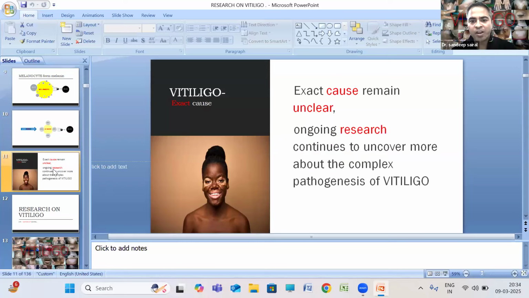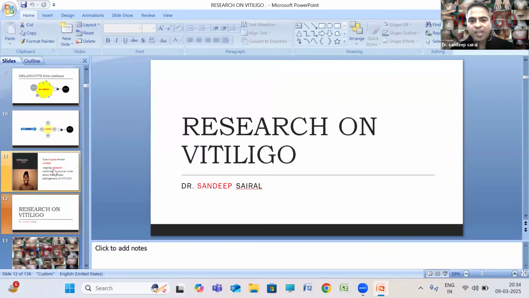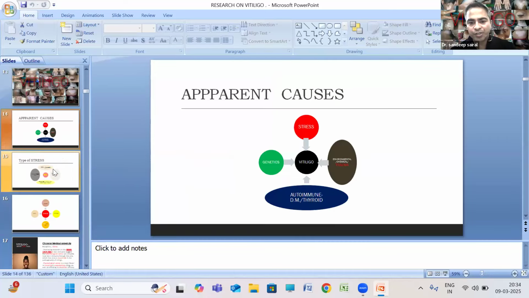What I understood, I'm just sharing it with you. See, the apparent causes, I'm not saying they are the causes, they are the probable causes. The people feel so, the patient feels so. These are like: vitiligo is linked with stress. Vitiligo is linked with the genetic factor. Vitiligo is linked with the environmental factor.